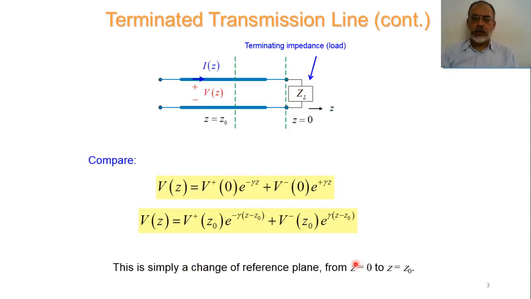So in this case, the voltage at any point z can be determined in terms of the voltage at any point z naught in this way. This is simply a change of reference from z equals 0 to z equals z naught. And if we return back to z equals 0, V plus at 0 is V naught plus, and V minus at 0 is V naught minus.